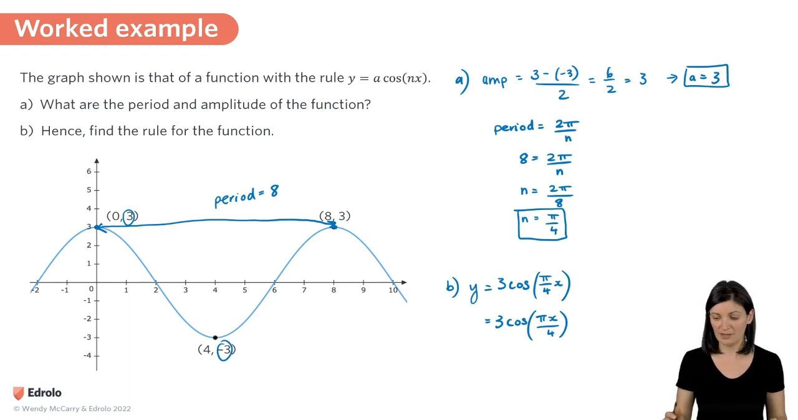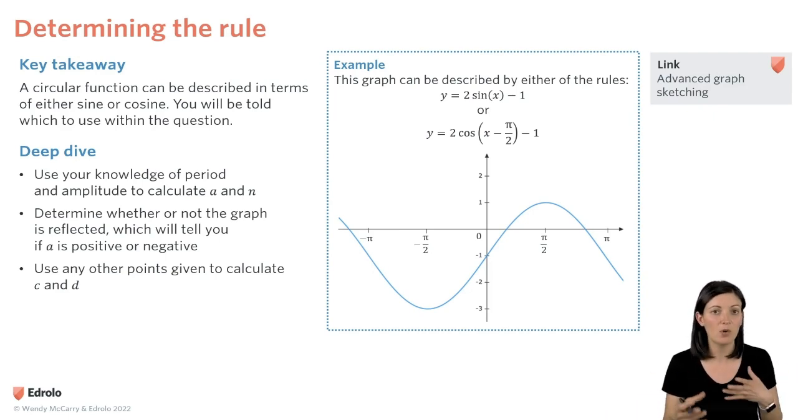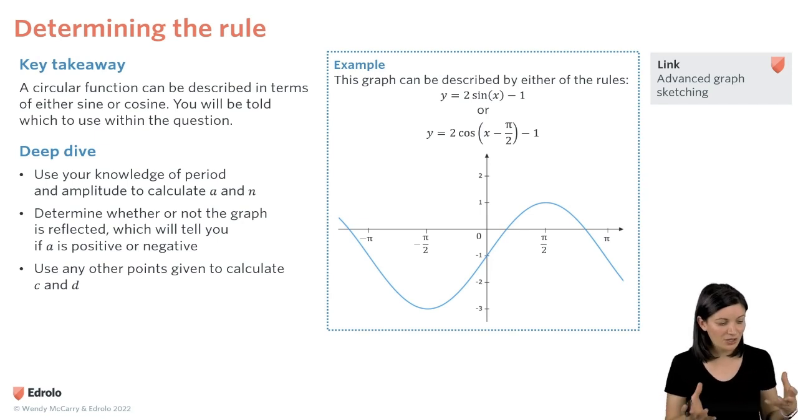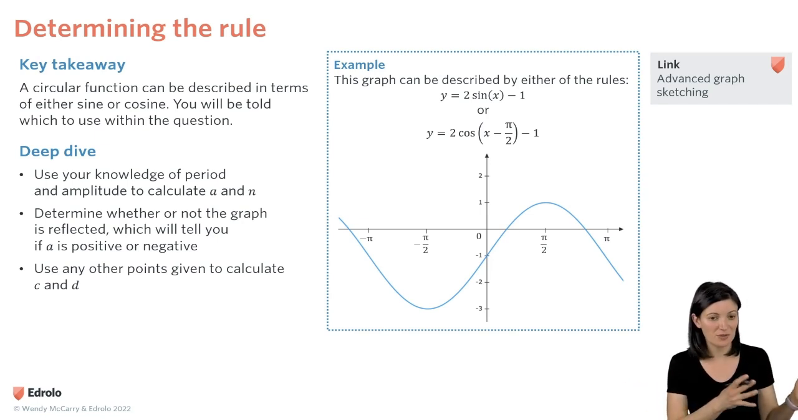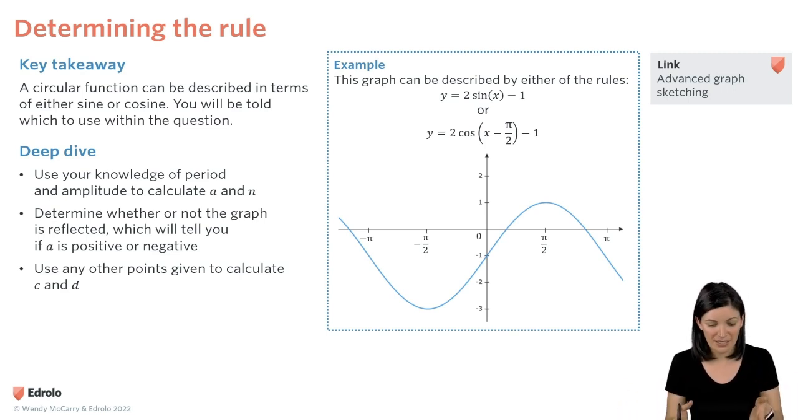Okay, so that's it. In this next section, we're just going to go a little bit further where we might have a more complicated graph, putting it all together to find the rule for a function. As I said before, any circular function or any function in terms of sine or cos can be expressed in terms of one or the other. So you can see I've just got an example here. This curve, we could say it's 2 sine of x minus 1, or we could say it's 2 cos of x minus pi over 2 minus 1. Again, you will be given whether or not you're working in terms of sine or cos.